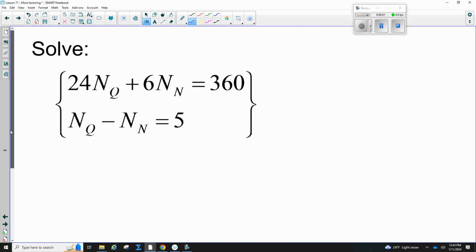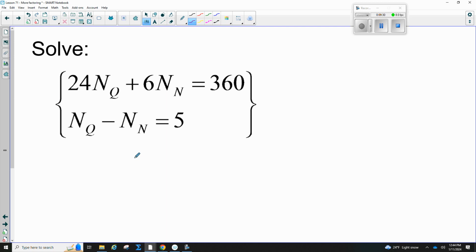Okay. This is really easy, okay, you guys? It's NQ and NN. When you have this subscripted variable, this usually means like number of quarters, number of nickels, all right? You can solve this either by substitution or elimination. The NQ is one variable, okay? The NN is one variable. It's just a subscript, like helping label it, but it's one variable.